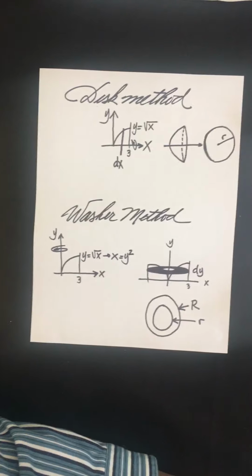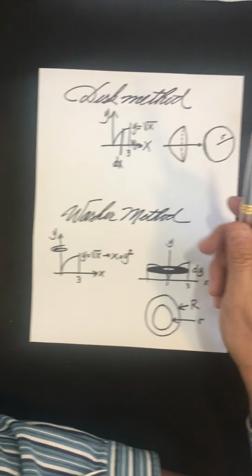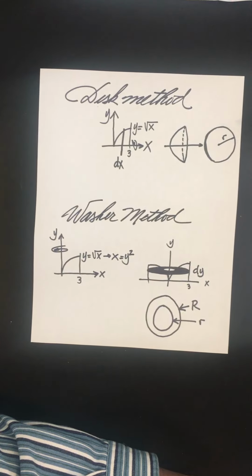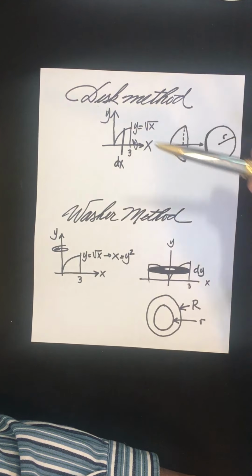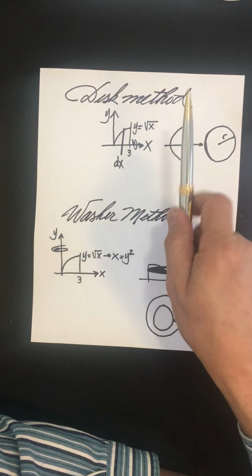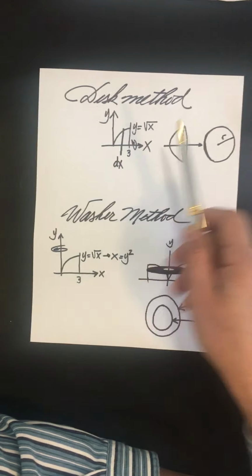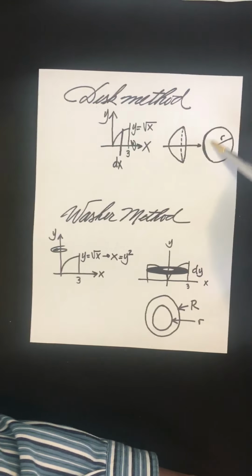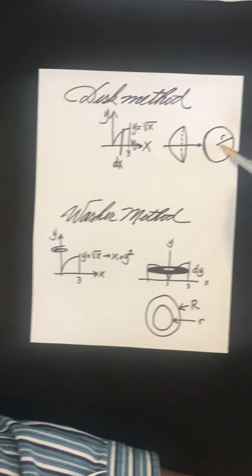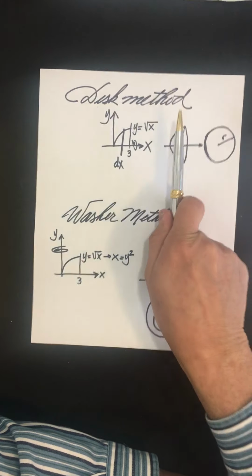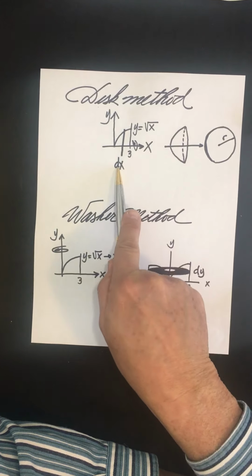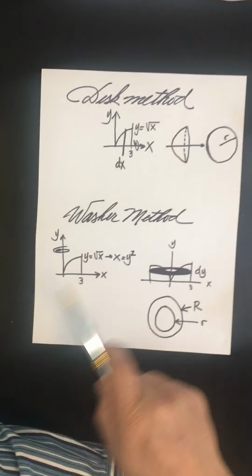Now, slicing the solid is the critical thing because we cannot slice it this way. We must always slice the solid in such a way that each slice makes a disc. That's why it's called a disc. Therefore, the slice has to be this way, and therefore, it's dx.